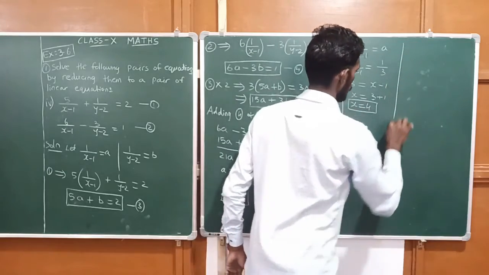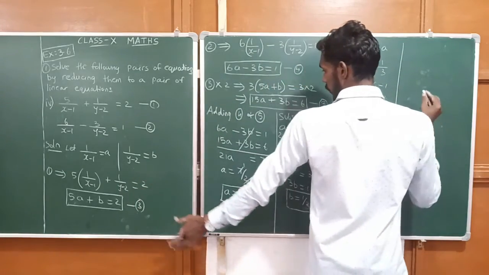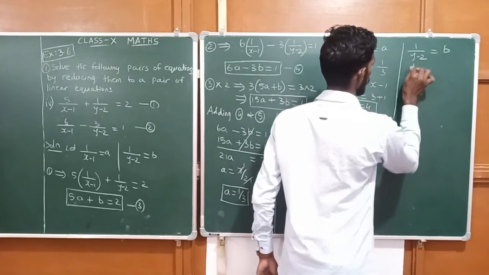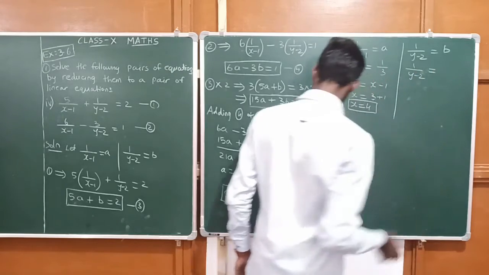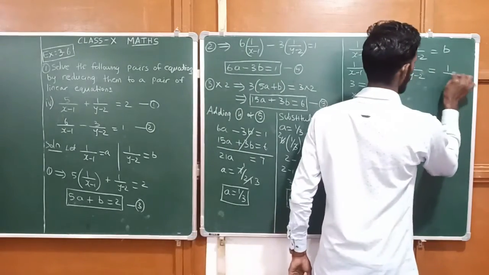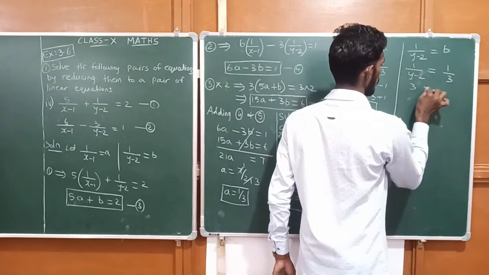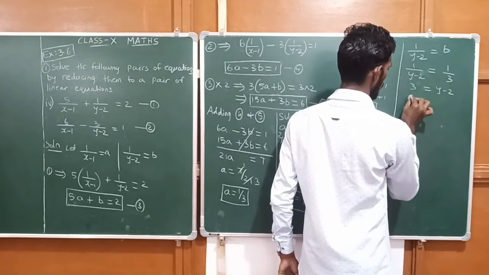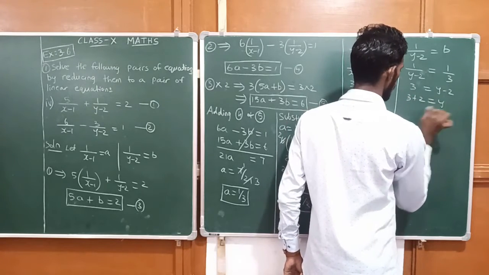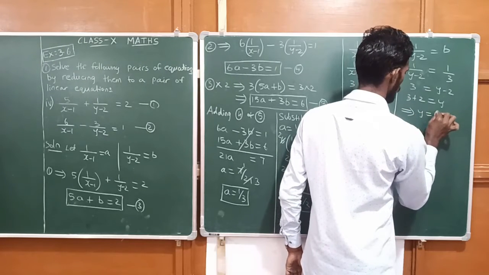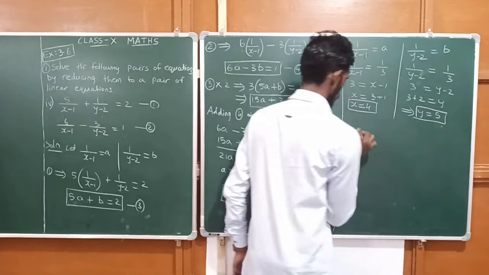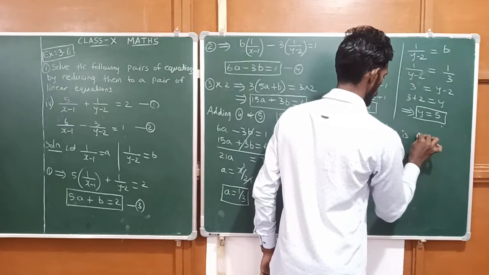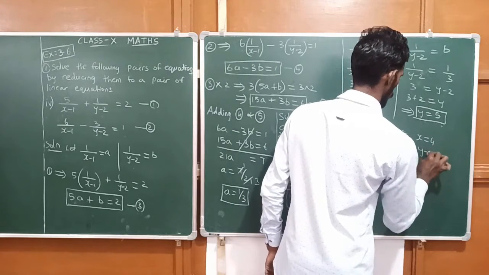Now 1 by y minus 2 is equal to B. 1 by y minus 2 is equal to B, whose value is also 1 by 3. So just cross multiply, 3 is equal to y minus 2. Now take this minus 2 to this side, it will become plus 2. So 3 plus 2 is equal to y, which gives the value of y to be 5. So the solution is x is equal to 4, y is equal to 5.